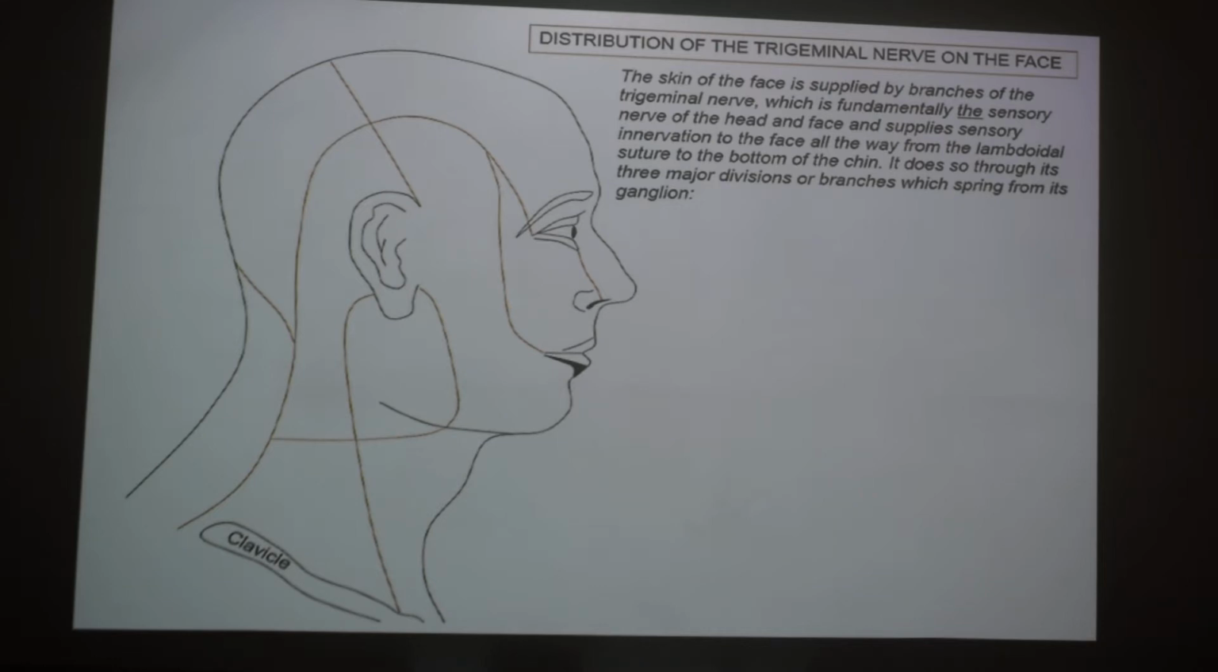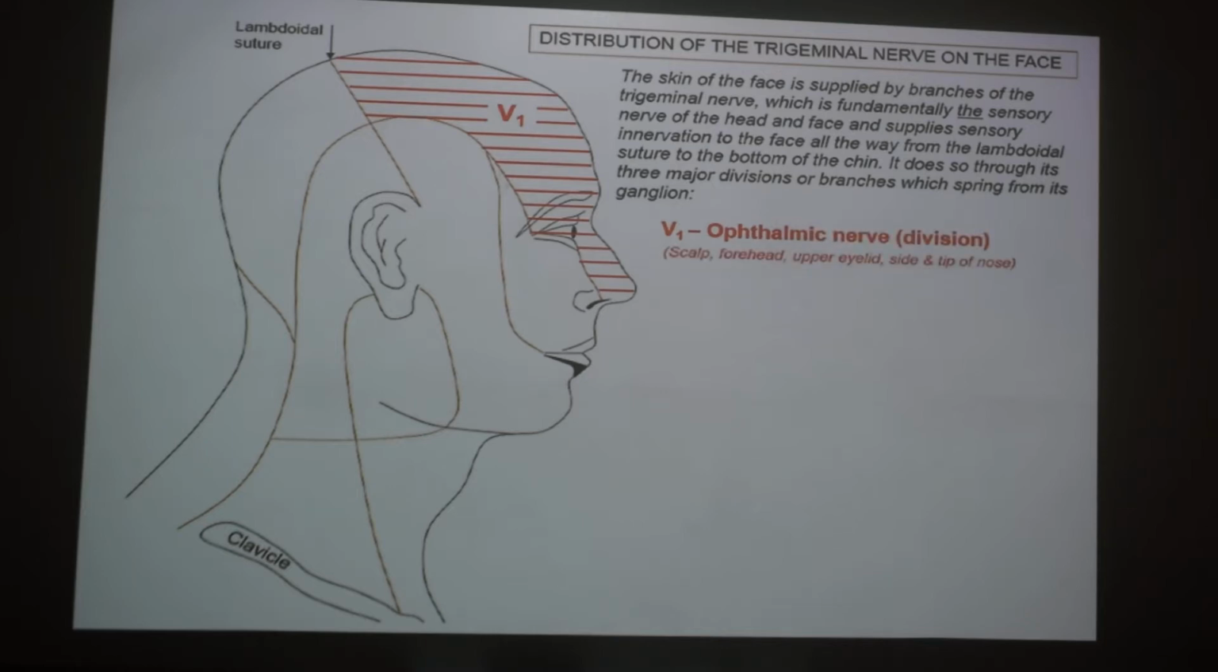It does so through its three divisions or branches which spring out from the three divisions of the trigeminal. So this is the lambdoid suture. This area is supplied by the ophthalmic division of trigeminal. So it is the scalp, forehead, upper eyelid, side and the tip of the nose. So the side and the tip of the nose, upper eyelid, forehead and the scalp are supplied by the ophthalmic division of trigeminal.